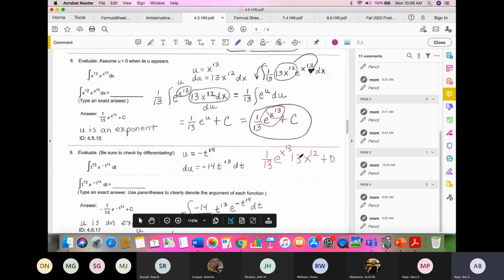So what cancels? 13 divided by 13. And then what do we have left? We have x to the 12th left, right there. x to the 12th left, check. And we have times e to the x raised to the 13th. We've got e right here. So that's correct. So you can check. Any questions on problem number 8?